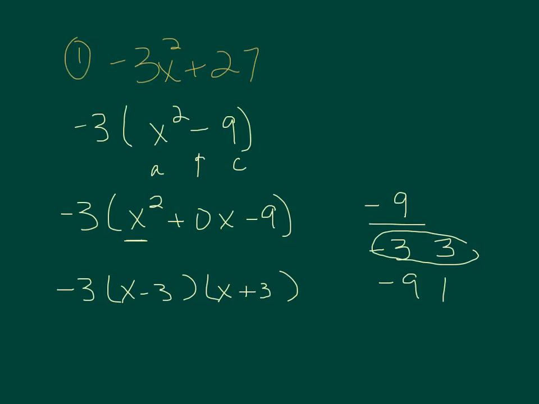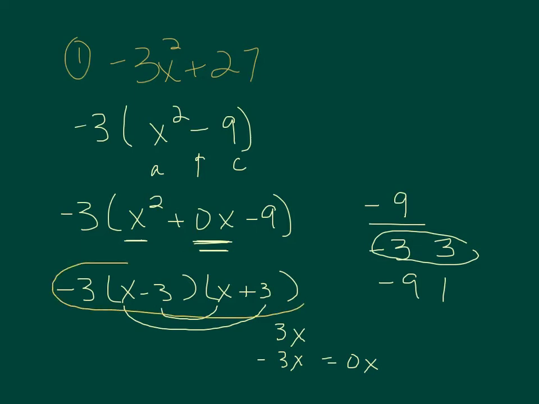So again, we want to check the middle term. So I'm going to take my first times my last, or my outside. So x times 3 is 3x. And then my inside, negative 3 times x is negative 3x. And I get 0x, which is what I have here. So there's my answer. I don't need to try anything else. I checked it, I got what I wanted, so we're done.